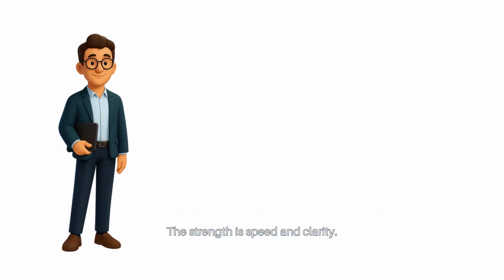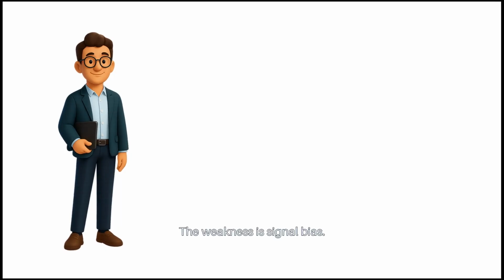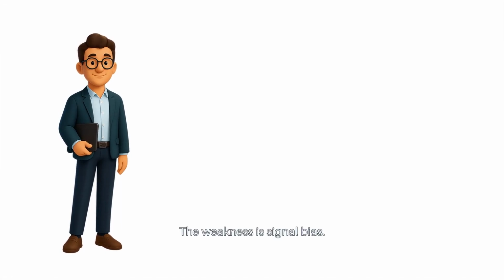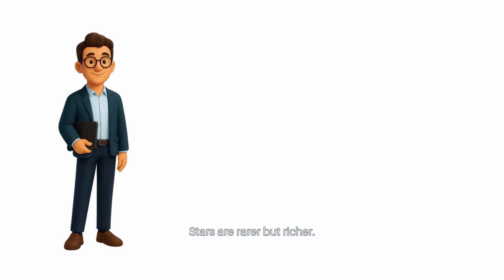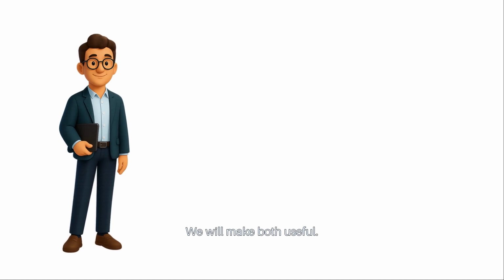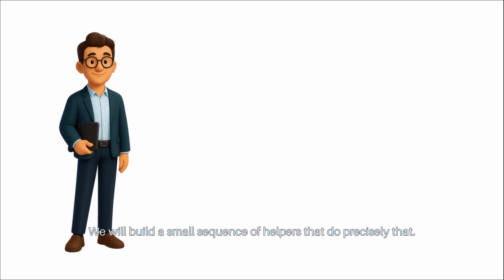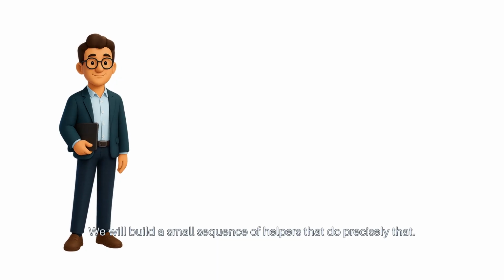The strength is speed and clarity. The weakness is signal bias. Thumbs are cheap and noisy. Stars are rarer but richer. We will make both useful. We will build a small sequence of helpers that do precisely that.